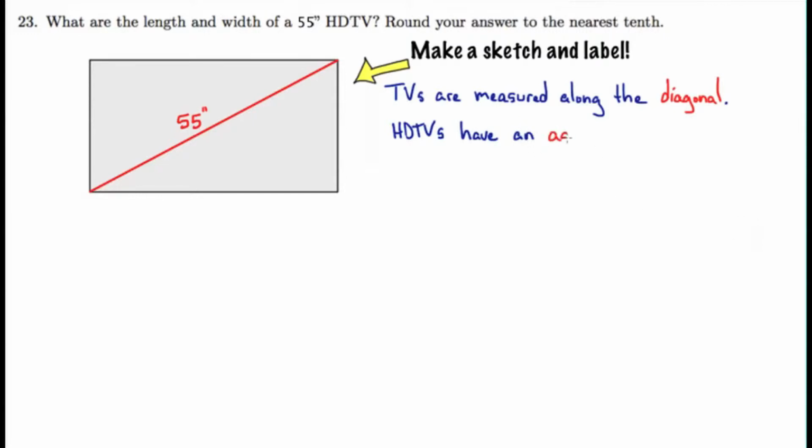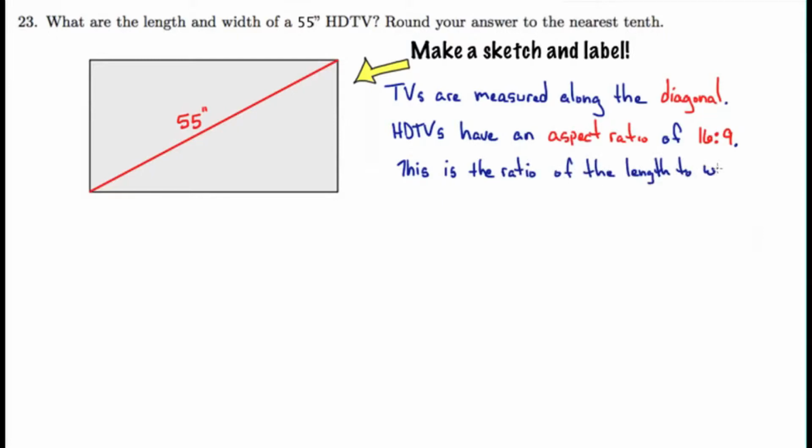Now, HD TVs have a specific aspect ratio, and that is 16 to 9, which is different than a standard TV. So 16 to 9 is the ratio of the length and the width. So I know that this length would be 16 and the width would be 9. But we don't know how large that would be. That would be the ratio.